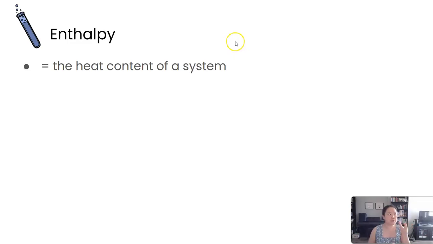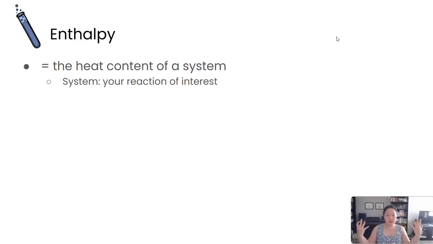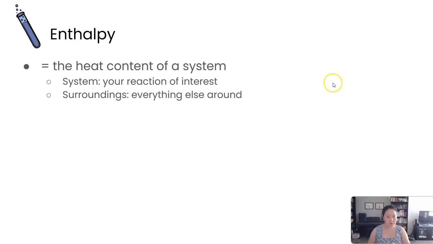And this is one of the ideas, the idea of the system, that can sometimes be confusing. So, as usual, if you're doing all your studying and your practice and this isn't making sense, make sure you come and see me. The system is your reaction of interest, and everything else that is not your reaction of interest is referred to as the surroundings.